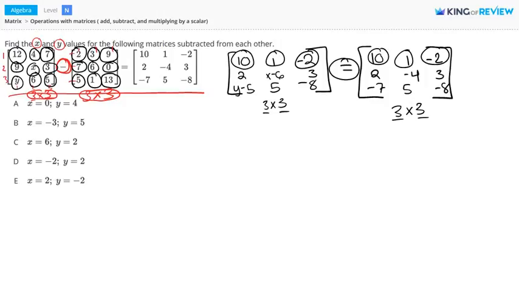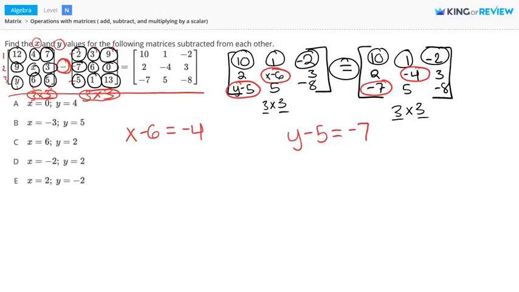So what we want to do here, again, remember we're trying to solve for x and y, so let's look at entries that contain an x or a y. So we have x minus 6, and this corresponds to a negative 4. We have y minus 5, and this corresponds to a negative 7. So using this information, we can set up some equations. x minus 6 equals negative 4, and y minus 5 equals negative 7. So we have the equations that we need to solve for x and y.